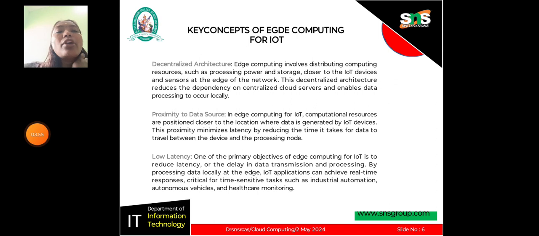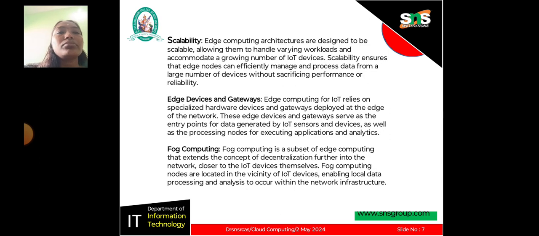For the proximity of data source in edge computing for IoT, the computational resources are positioned closer to the location where data is generated, and this proximity minimizes the latency by reducing the time it takes for data to travel between the device and the processing node. Latency: one of the primary objectives of edge computing and IoT is to reduce the latency or delay of data transmissions. So next we are going to see fog computing, edge device gateways and scalability.